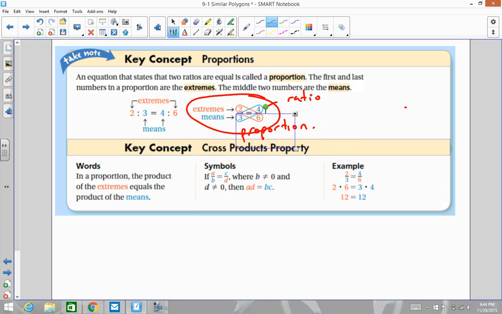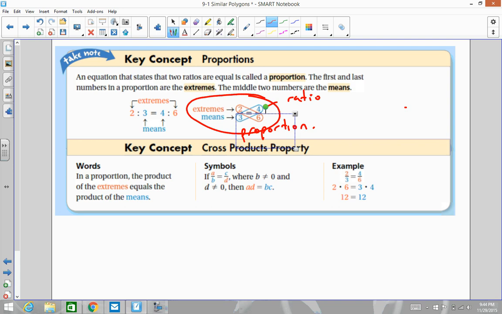All right. So the means are the two numbers on the inside. The extremes are the two numbers on the outside when written as a ratio. And so make sure you understand what those places are. Okay. It's harder to tell when it's written as a fraction form. So these are the extremes. These are the means.